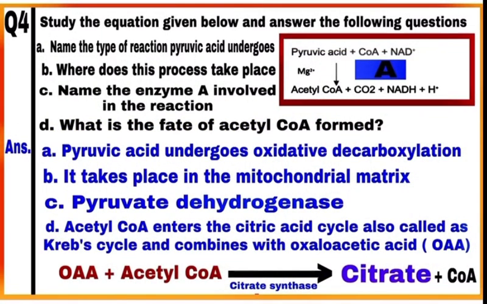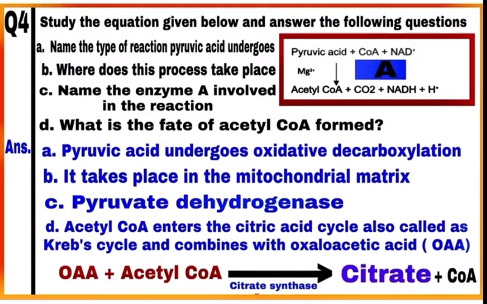Question 4. Study the equation given below and answer the following questions. Part A. Name the type of reaction pyruvic acid undergoes. Pyruvic acid is the end product of glycolysis, which is formed in the cytoplasm. Then it enters the mitochondrial matrix. The reaction given is taking place in the mitochondrial matrix and is called oxidative decarboxylation. Part B. Where does this reaction take place? It is taking place in the mitochondrial matrix.